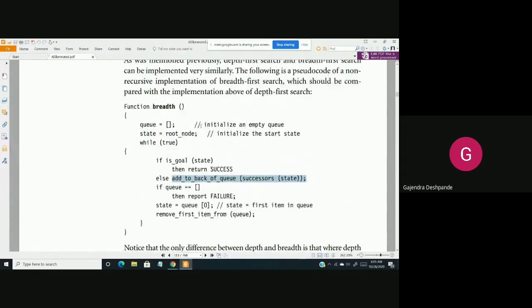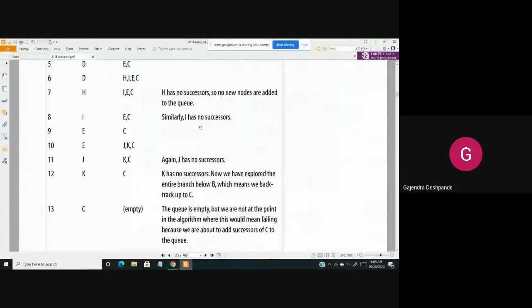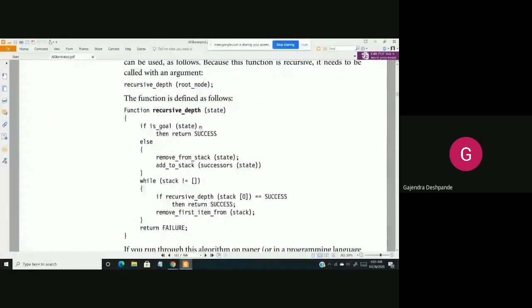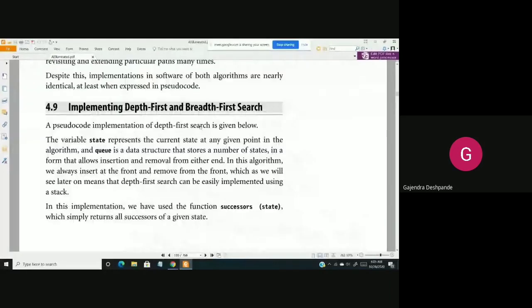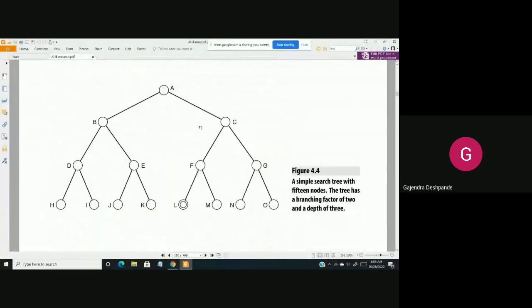Now what you need to do is draw this diagram, draw this tree. That is figure 4.4. So this figure you should consider and apply the DFS and BFS algorithms. You just saw the pseudo code, right? So that pseudo code you should apply on this tree. Now how you should be doing it, there's a tracing given here.